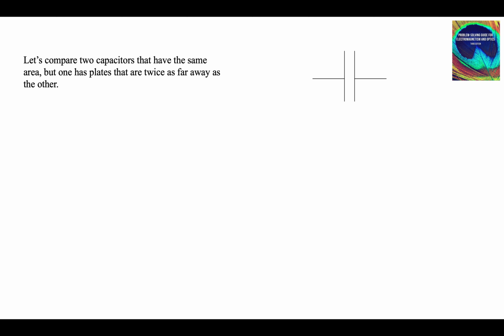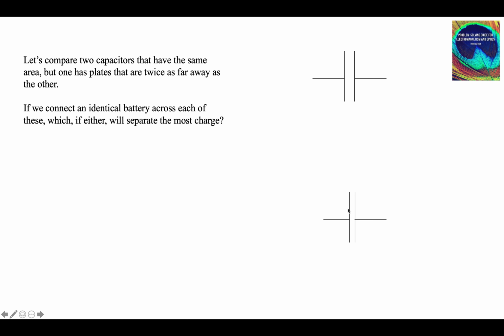So let's think about the capacitance of a capacitor. Here are two capacitors. They have the same area. The distance between the plates, this one is twice as big. If I connect an identical battery, like that, to charge up the plates, which, if either, will separate the most charge? Pause the video and think about this. Think. What does voltage mean?